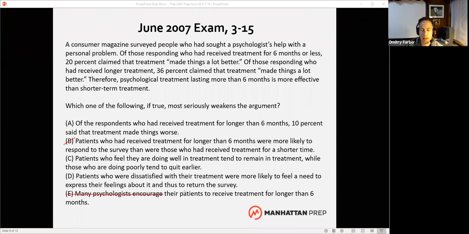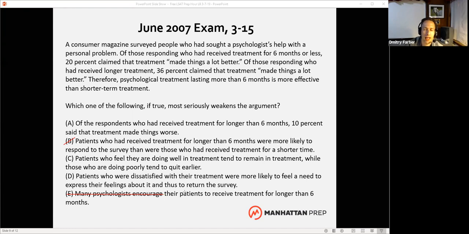The other problem is that even if every psychologist encourages their patients to receive treatment for longer than 6 months, that doesn't help me assess whether it's a good idea or whether it works. I can't just say, well, if psychologists encourage it, that's a sign that it's great. If anything, then you'd think it would strengthen. Oh, if psychologists say so, then it must be good to have. But we don't know that one way or the other. So E is kind of irrelevant.